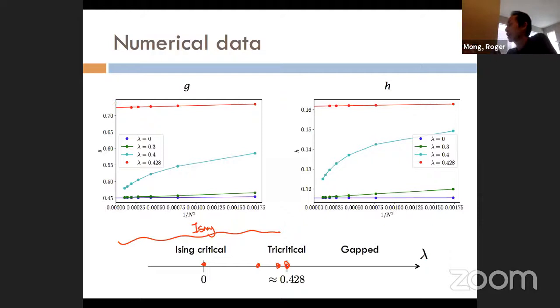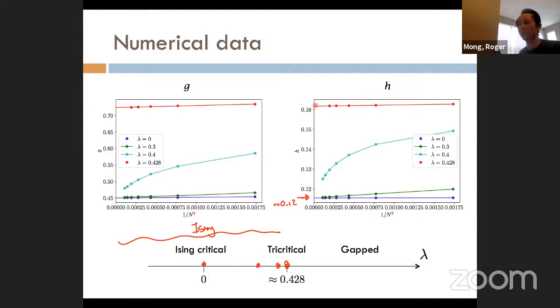We do the same thing for H, and once again, we get the same features. For the three points which are Ising critical, it approaches some value right here, which is around 0.12-ish. And then for the tricritical, it approaches something like around 0.16.